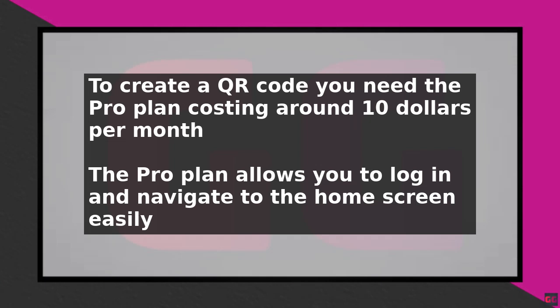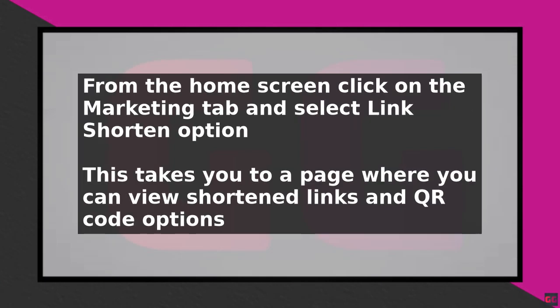Once you have this plan, log into your account and navigate to the home screen. From there, click on the Marketing tab, represented by a microphone icon, and select Link Shorten from the drop-down menu. This will take you to a page where you can view all your shortened links, along with a QR code option.